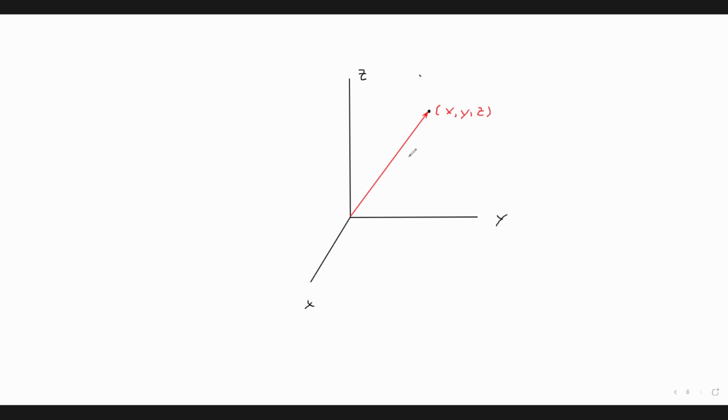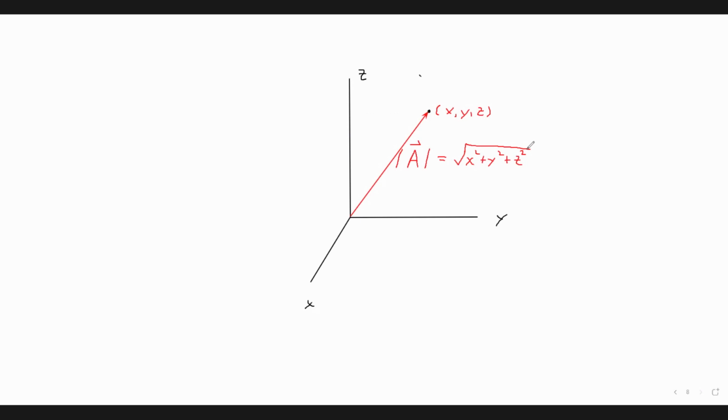So let's call this vector A. And the magnitude of A is just the square root of x squared plus y squared plus z squared, by repeated application of the Pythagorean theorem. You might as well just memorize it. What about its direction? Well, I can specify its direction in a lot of ways. I can specify it in spherical coordinates or cylindrical or anything else.